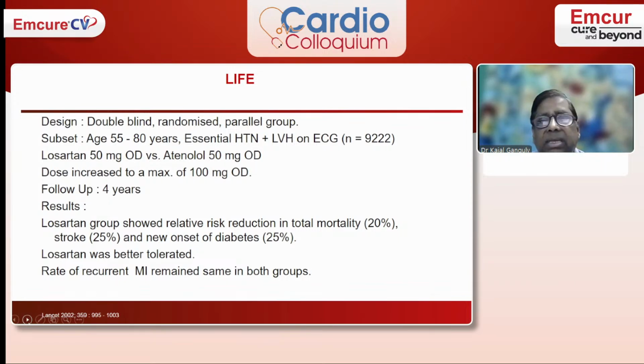This is another trial, that is the LIFE trial. It was a double-blind, randomized, parallel group trial. Patients aged 55 to 80 years, essentially hypertension with LVH on ECG, losartan 50 milligram OD versus atenolol 50 milligram OD. The dose was increased to a maximum of 100 milligram OD. Follow-up 4 years. The losartan group showed relative risk reduction in total mortality of 20%, stroke 25%, new onset diabetes 25%. Losartan was better tolerated. The rate of MI remained the same in both the groups. Next.